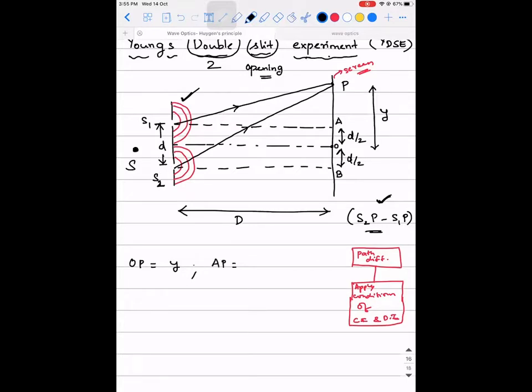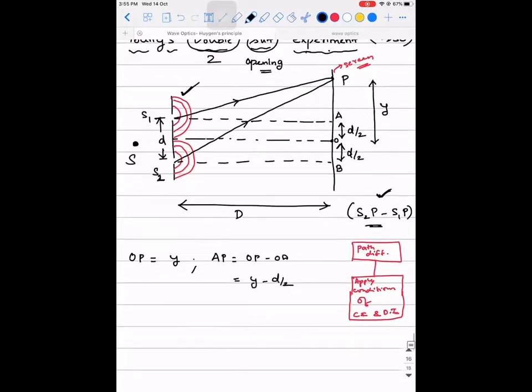AP is Y minus D by 2. So that is Y minus D by 2. Similarly, what is BP? That is OP plus OB. It will be Y plus D by 2.